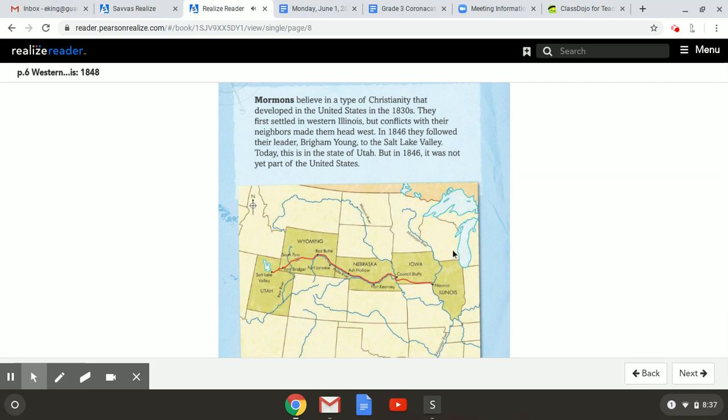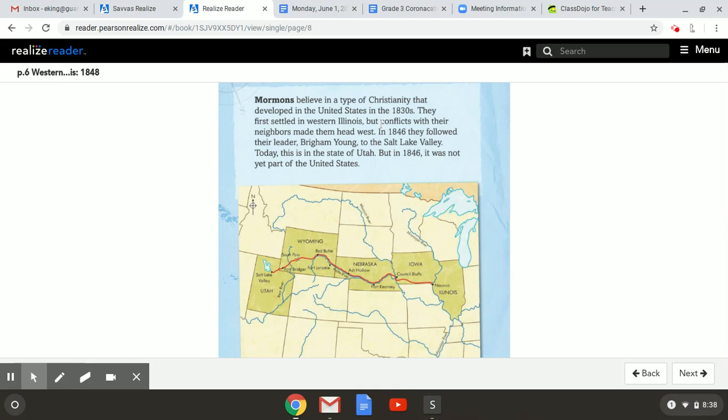Okay, so these people started out in Western Illinois here, and they followed Brigham Young, who was a very important leader during that time. They followed him on their horses and on their oxen-pulled carts all the way through Iowa, Nebraska, Wyoming, all the way to Salt Lake City, Utah, where they ended up staying and becoming settlers there.